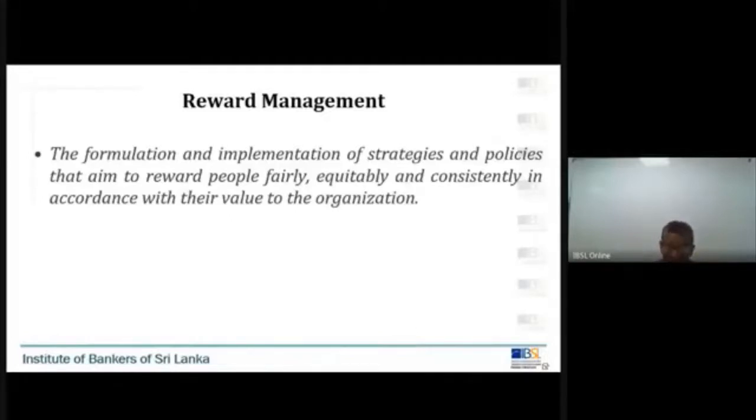Based on that, you're going to give your what? Reward. Reward may be salary, other benefits, right? Many benefits is what you call reward.